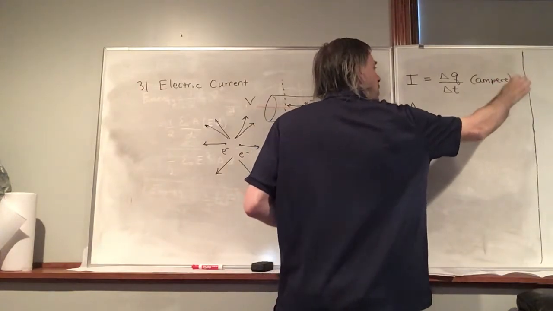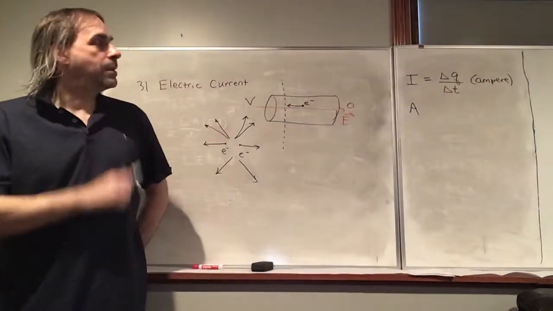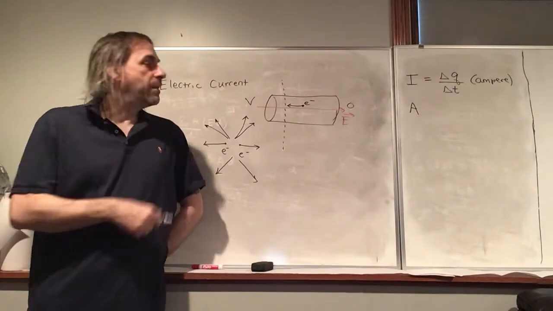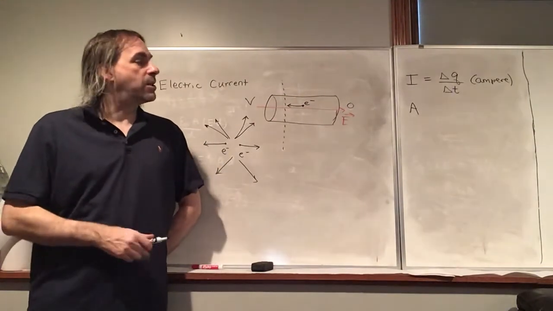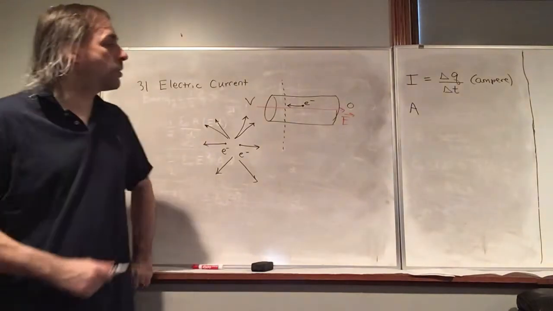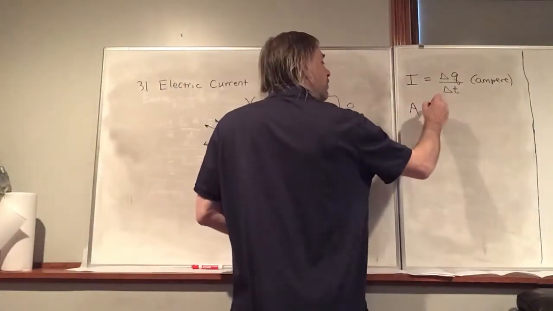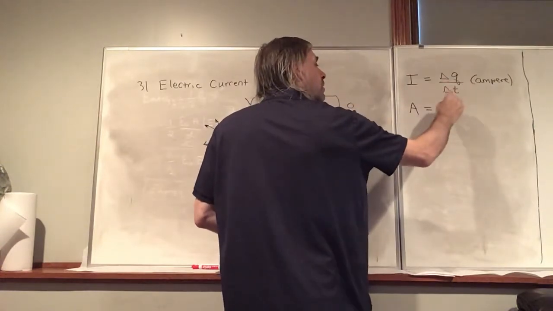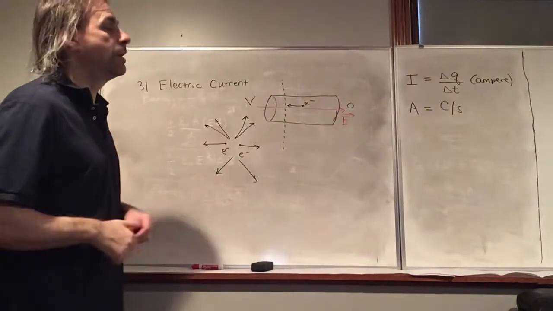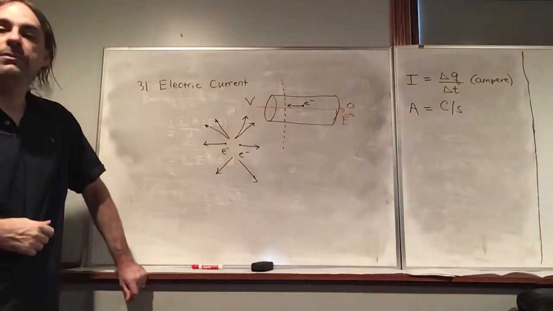So Ampere was a scientist in the 1800s. They named this unit after him. So it's called an ampere, or an amp for short. So that's our current measured in amps. And charge is coulombs over time. So the basic SI unit we have, an amp, is a coulomb per second.